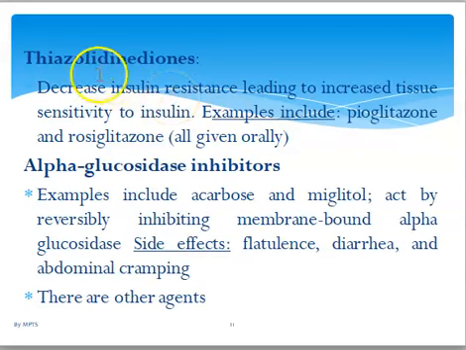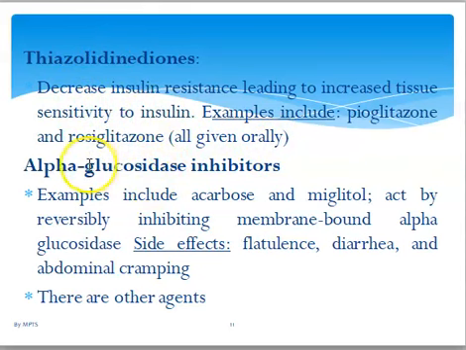Let's look at the thiazolidinediones. They decrease insulin resistance, leading to increased tissue sensitivity to insulin. Examples are pioglitazone and rosiglitazone, all given orally.